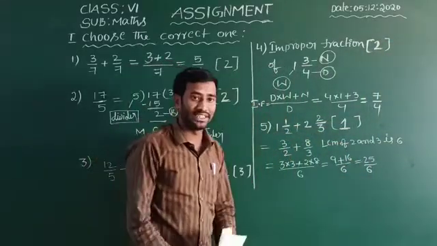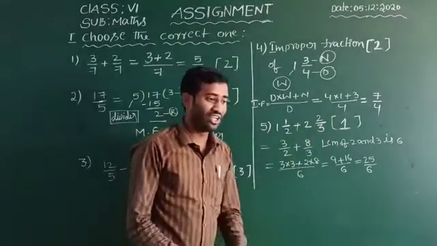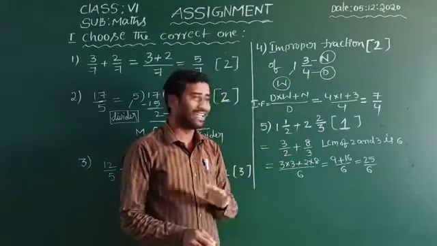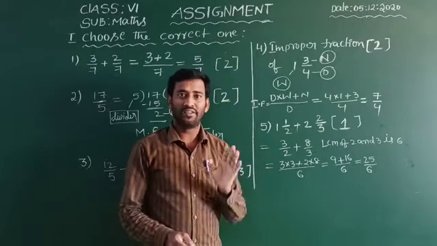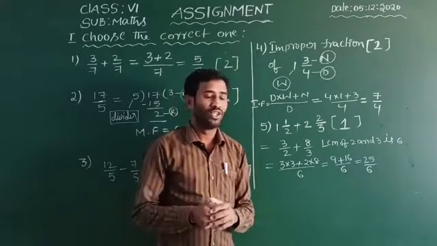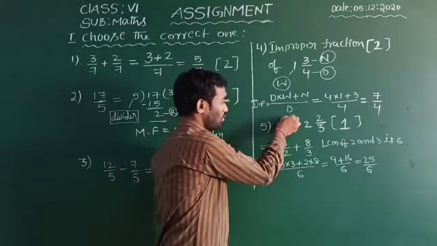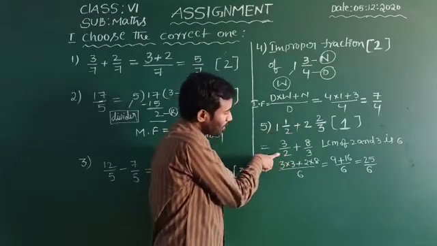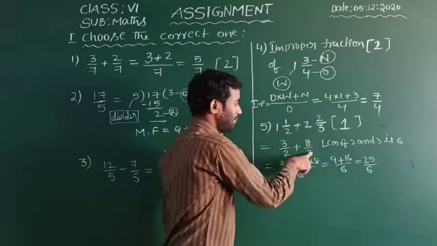The final question is 1 and 1 by 2 plus 2 and 2 by 3. Here we are going to add two mixed fractions. Before we add, subtract, multiply or divide mixed fractions, first we should convert them into improper fractions. Later we proceed. So 2 ones are 2, plus 1 is 3 by 2. This is the improper fraction conversion, 3 by 2. Then 3 twos are 6, plus 2 is 8 by 3.